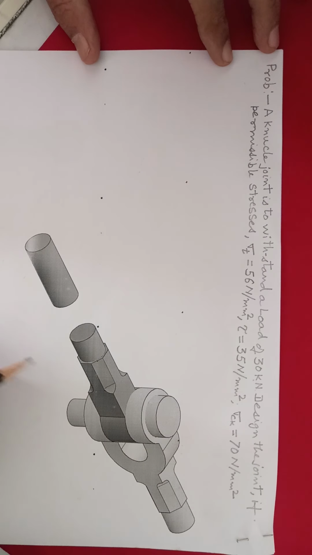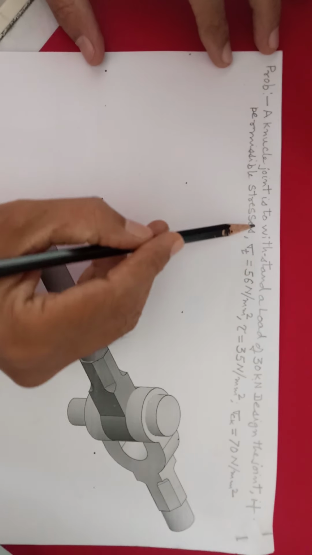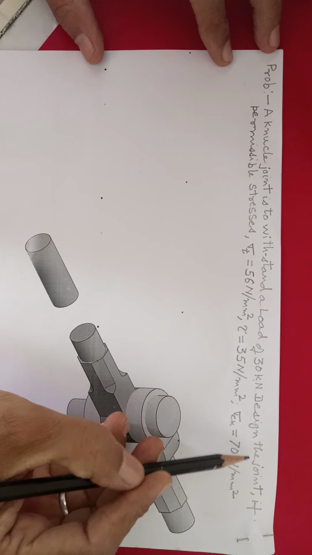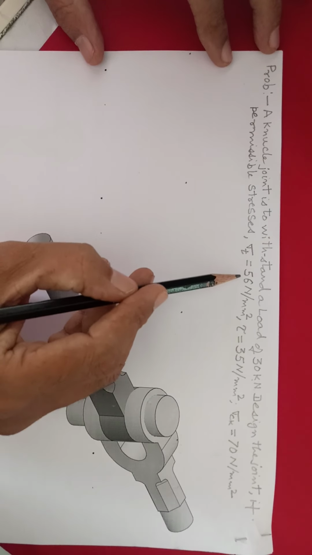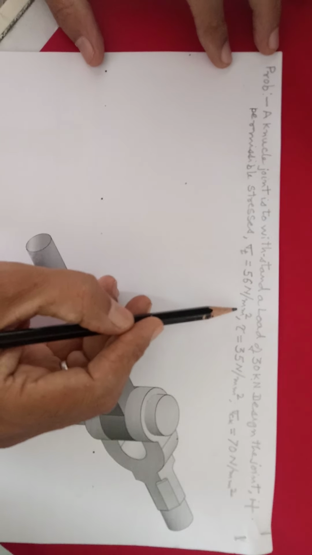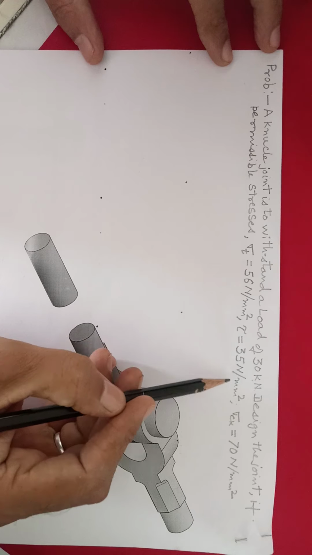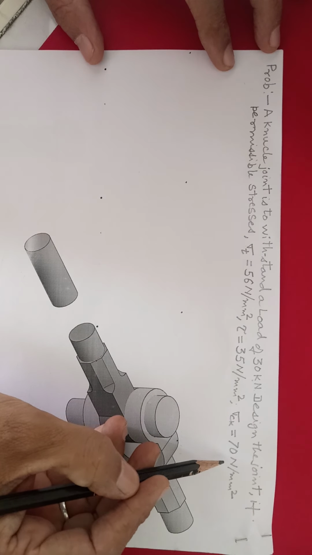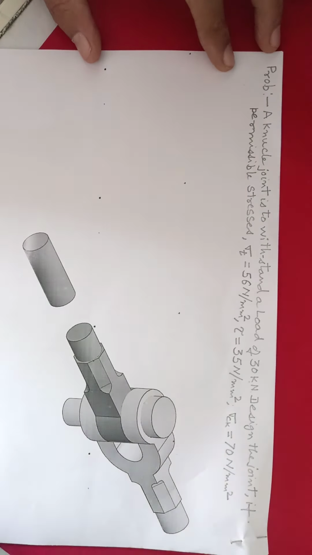Now we will solve a problem on knuckle joint. The problem is given: a knuckle joint is to withstand a load of 30 kN. Design the joint if permissible stresses in tension equal to 56 Newton per mm square, in shear 35 Newton per mm square, and in crushing 70 Newton per mm square. Now first we write down the data given.